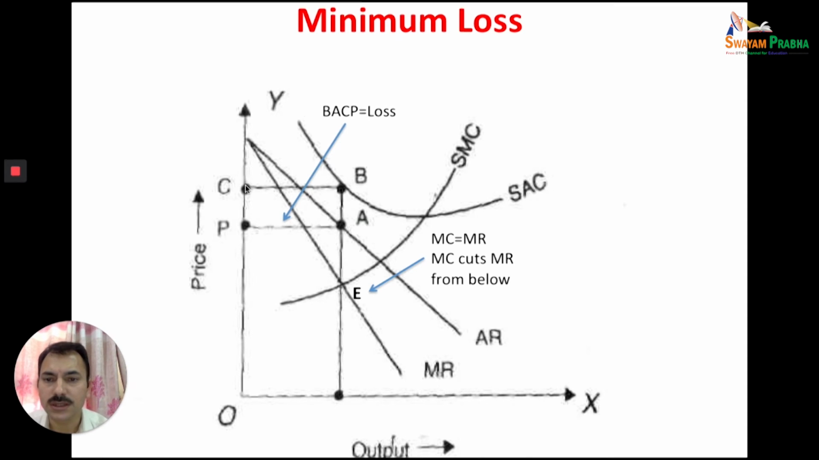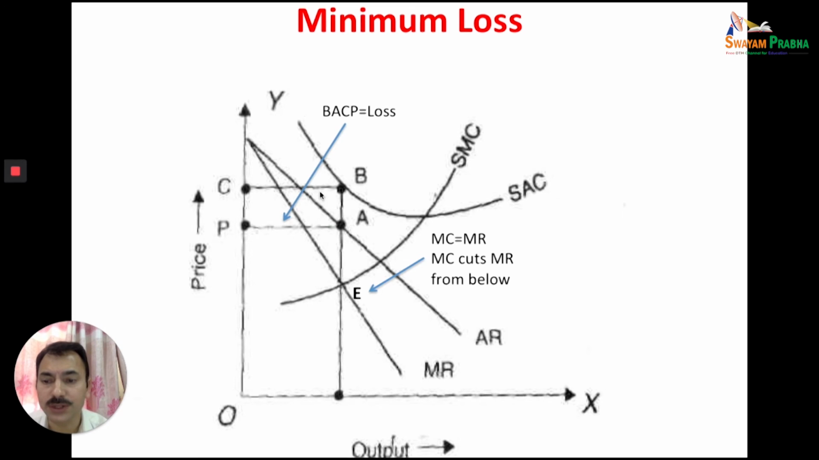It means OC minus OP is the loss. The whole area BACP is the minimum loss in the short run. This is the short run average cost curve, short run marginal cost curve. When the average cost curve is more than average revenue, the firm is incurring negative profit, which is equal to, you can say, loss.